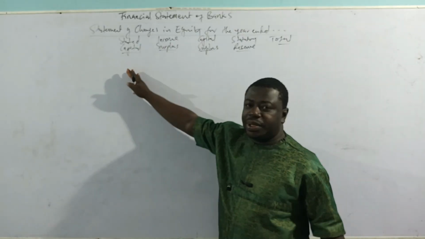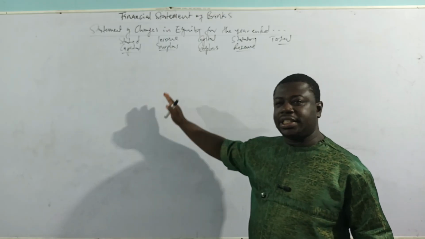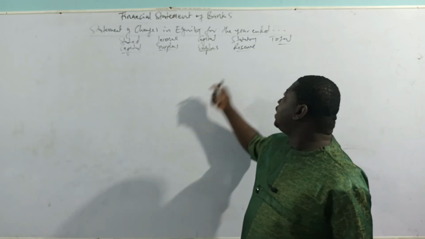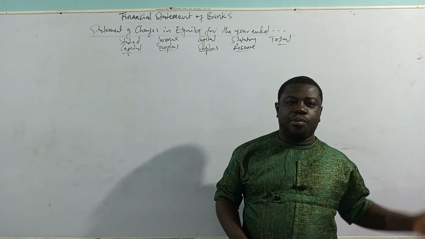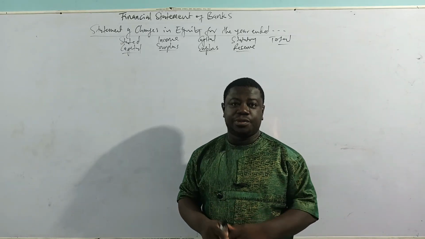Now, the stated capital is about the share capital. The income surplus or retained earnings is about profit. And then the capital surplus is about revaluation. Now, there could be other reserves for a bank that are quite different from what we know. Any other reserve could be created as part of the items of equity.